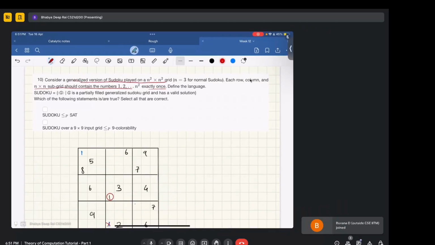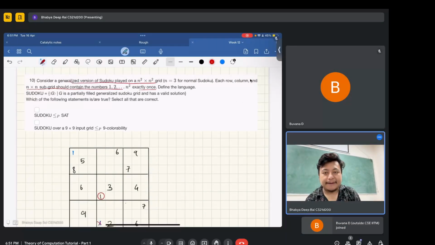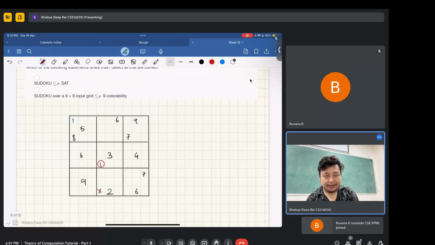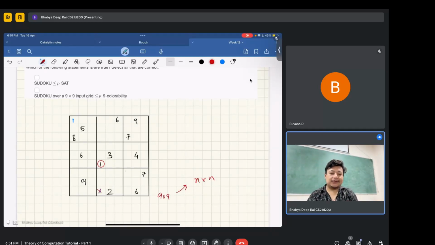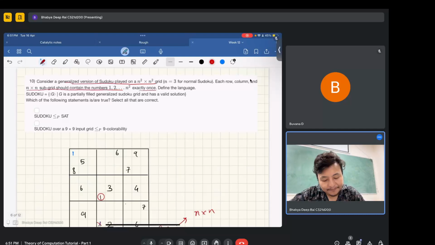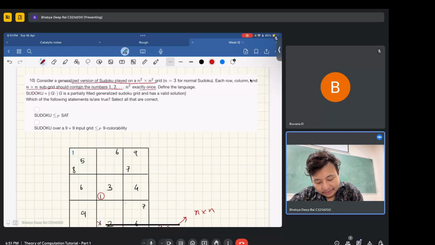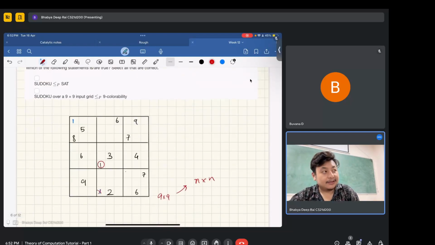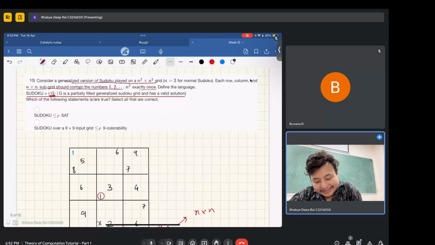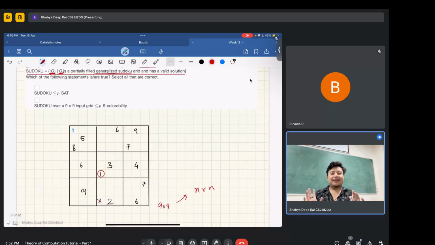What we are looking at is a generalized version of Sudoku. Instead of playing 9 by 9, I'm trying to play n cross n Sudoku. It could be 10 cross 10 or 100 cross 100 for that sake. A Sudoku is partially filled, and the input to a Sudoku is a G. G looks like this. It can be considered as a matrix, and G is a partially filled generalized Sudoku, and you need to check whether it has a valid solution or not.